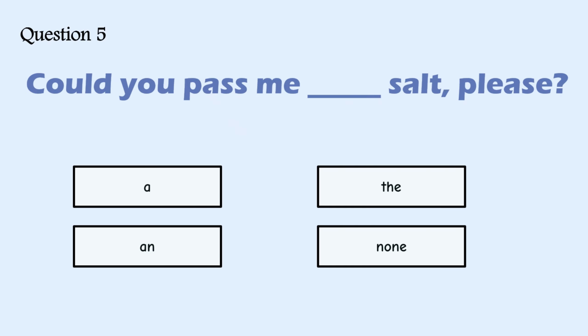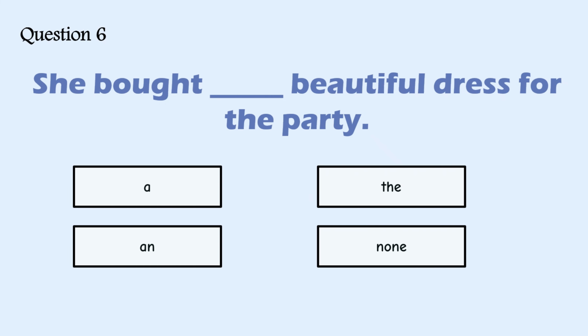Question 5. Could you pass me dash salt, please? The correct option is the. Could you pass me the salt, please? Question 6. She bought dash beautiful dress for the party. The correct option is a. She bought a beautiful dress for the party.